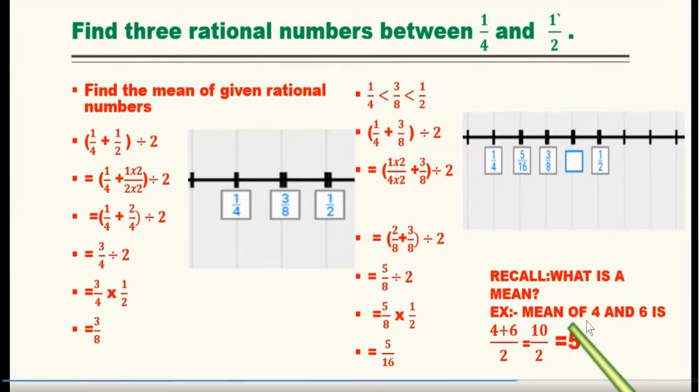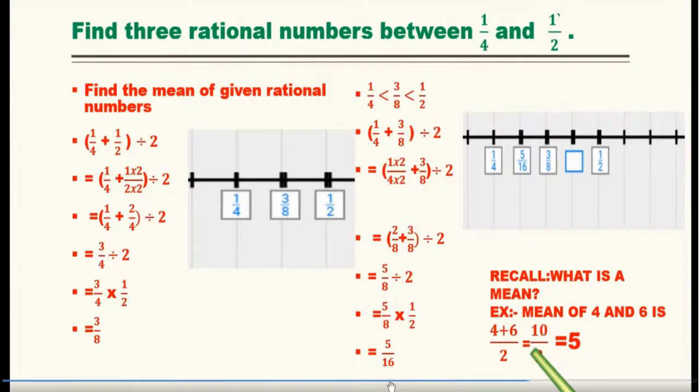Now for example, let us take two numbers 4 and 6 and find its mean. We have to add these numbers and divide it by 2. On adding 4 and 6, we get 10. And on dividing by 2, we get 5. It means all the time if we want to find a mean, we have to divide it by 2.